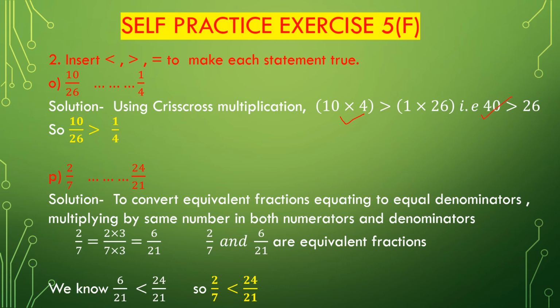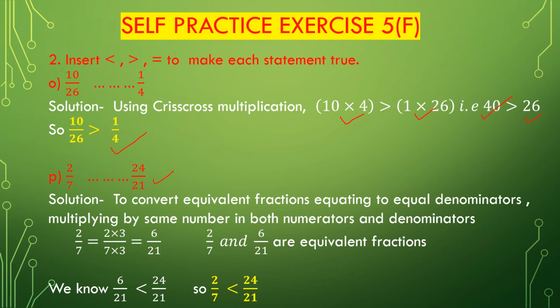Multiply the numerator of 1/4 with the denominator of 10/26. That is 1 multiplied with 26, that is 26. 40 is greater than 26. So 10/26 is greater than 1/4. Now P) bit. 2/7 and 24/21.